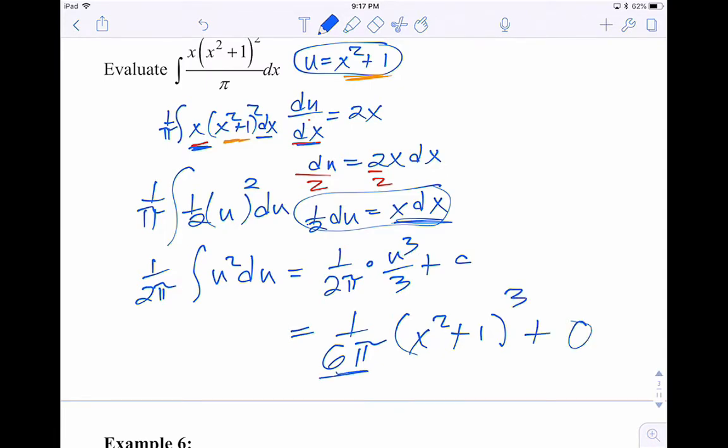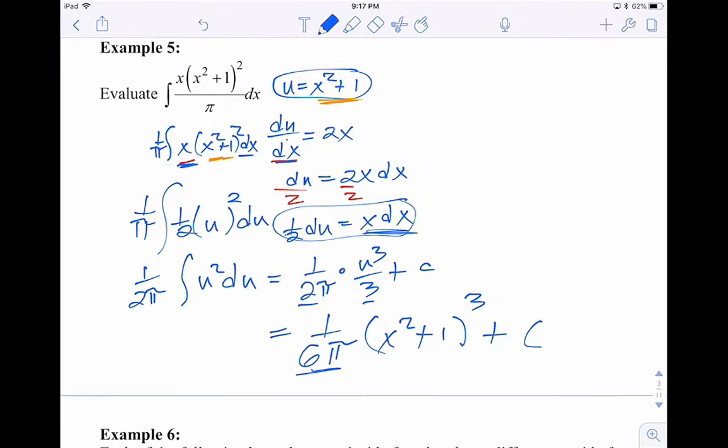The 6 pi comes from multiplying the 2 and the 3. But I'm done. That's the end-all, be-all. And my c suddenly looks a little bit like a 0, so we're going to fix that. Got it. And we're done. So that's 5. Let's jump to 6.